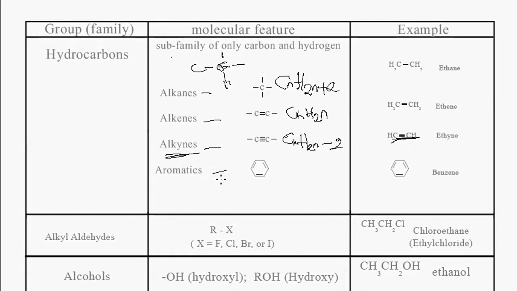So we have aromatic hydrocarbons too. The aromatic ones are the ones in ring form. So I have benzene as an aromatic hydrocarbon.